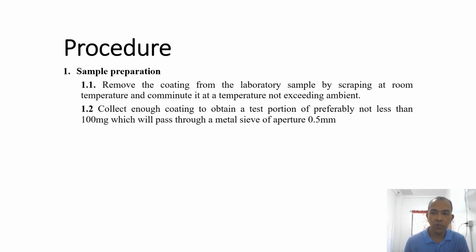Also, now in sample preparation, we remove the coating of the laboratory sample by scraping at room temperature, comminute at a temperature not exceeding ambient. So collect enough coating to obtain a test portion, preferably not less than 100 milligrams, which will pass through the metal sieve of aperture 0.5 millimeters.